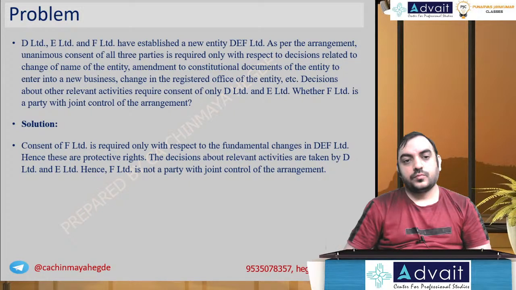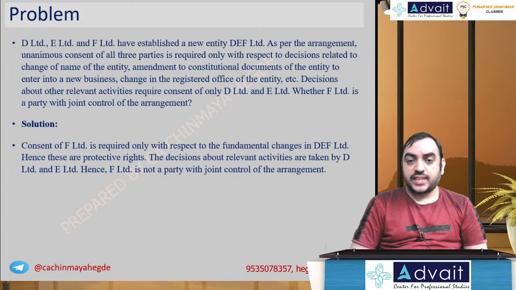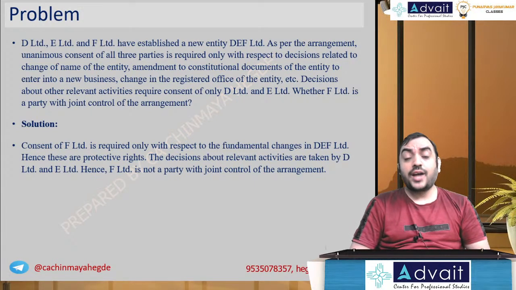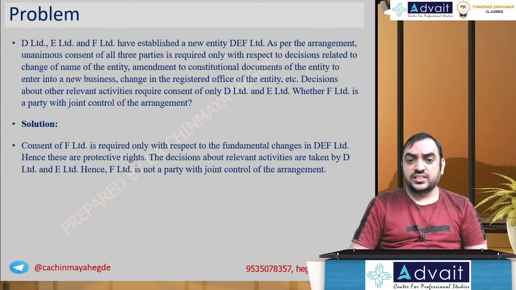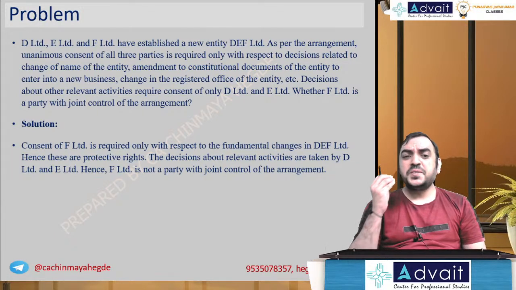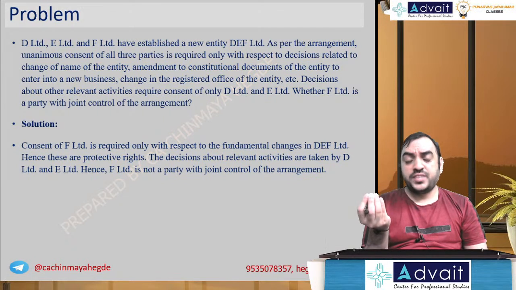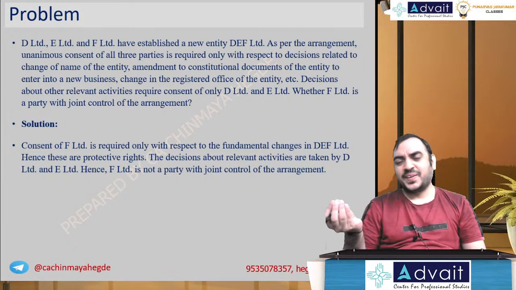D Limited and E Limited and F Limited jointly establish a new entity DF Limited. As per the arrangement, unanimous consent of all the three parties is required only with respect to decisions relating to the change of name of the entity, amendment to the constitutional documents, to enter into new business, registered office change. Decision about other relevant activities require consent only of D Limited, E Limited. Whether F Limited is a party to joint control arrangement. So only for major decisions to change the name, change the objective clause, you require F Limited's consent.